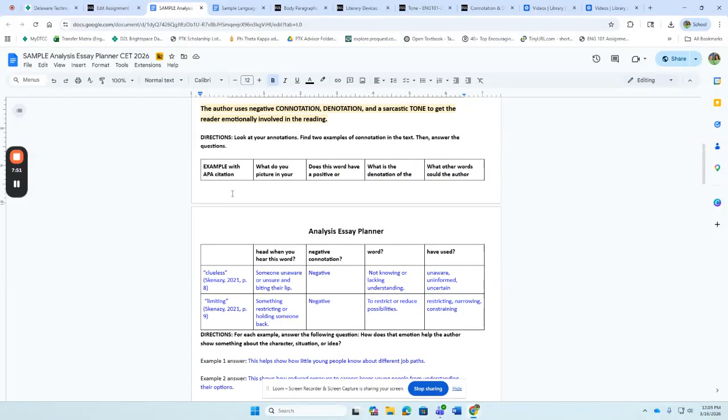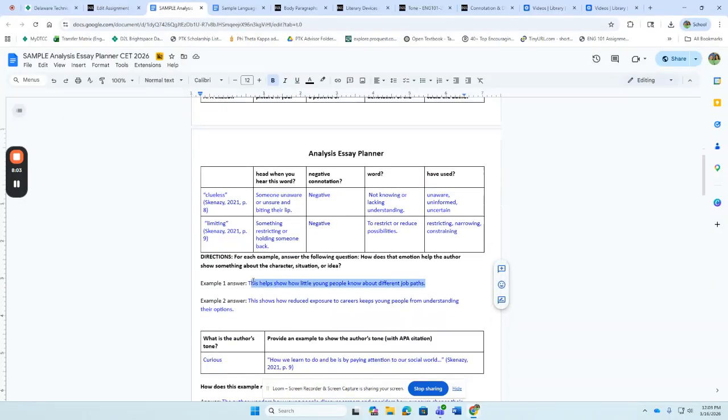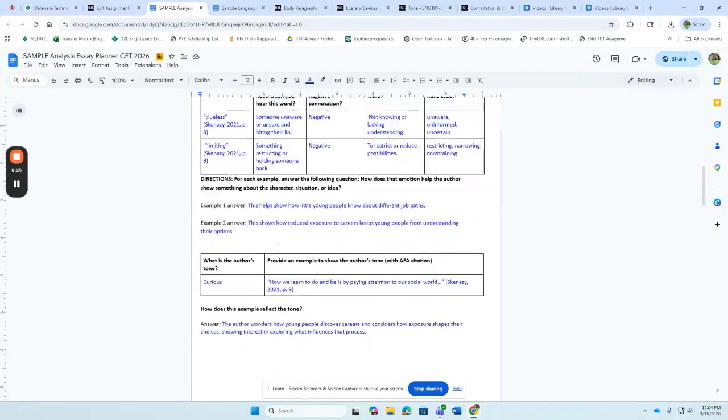So tell me what the connotation is. Tell me what you picture in your head. Tell me if it's positive or negative. Tell me the denotation. Tell me the other words that the author could have used. And then explain the information. Tie it all together. How does the author use the connotation to evoke emotions in their reader? Why did they choose that word? What did they want to do? Do you have to have both of these examples? The answer is no. Pick the one that you like the best or that you are most confident in explaining.